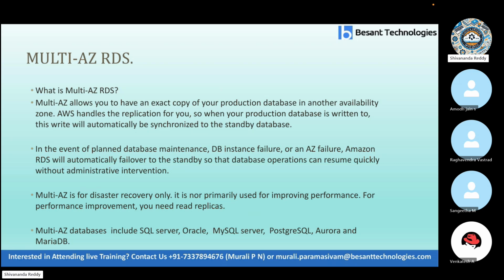Multi-AZ allows you to have an exact copy of your production database in another availability zone. AWS handles the replication for you. So when your production database is written to, this write will automatically be synchronized to the standby database. Standby means a secondary database will be there. If the primary is not working, it will automatically go to the secondary. We call it failover. In the event of planned database maintenance, DB instance failure or AZ failure, Amazon RDS will automatically fail over to the standby so that database operations can resume quickly without administrative intervention.